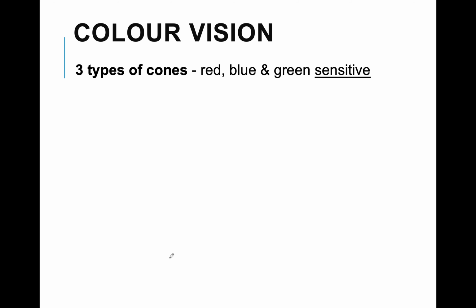So we're going to move on now to colour vision. And this involves three types of cone. The red sensitive, blue sensitive, and green sensitive cones. Now I'm really going to emphasise this point. We cannot refer to them as red cones, blue cones, and green cones. You must refer to them as red, blue, or green sensitive cones.